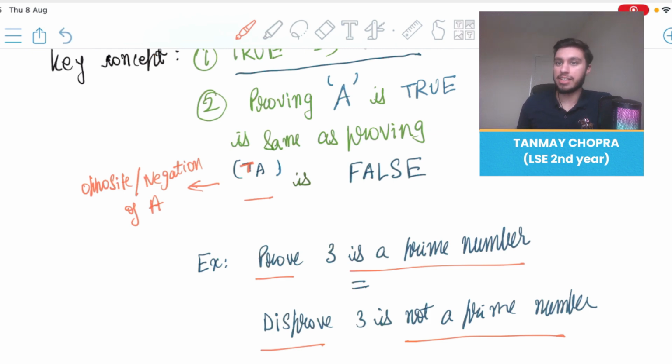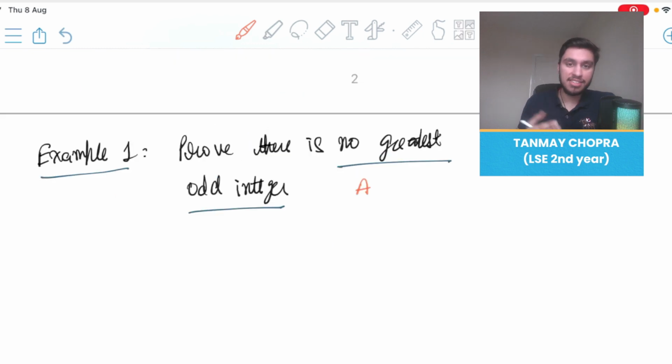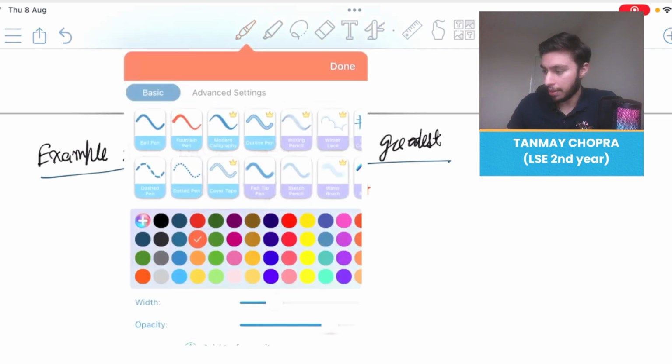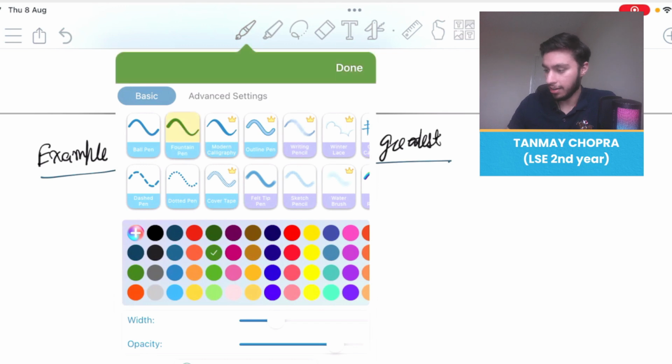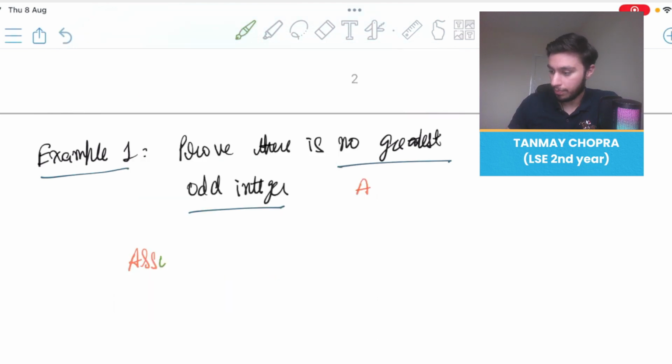So let's look at some examples now to really understand proof by contradiction. The first example we have is: prove there is no greatest odd integer. To prove this statement, I'm going to assume not A is true. So I'm going to assume, let me use a different colored pen, maybe green, let's say, assume there is a greatest odd number.